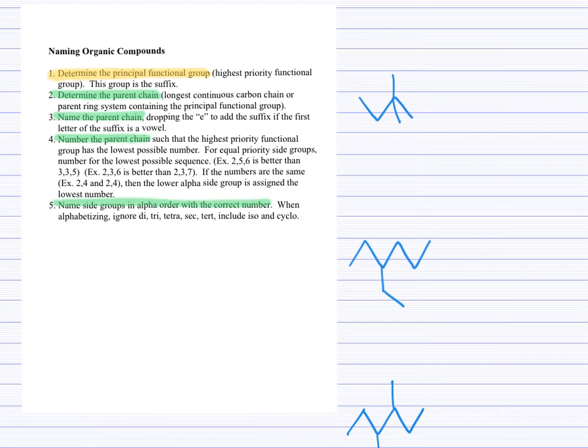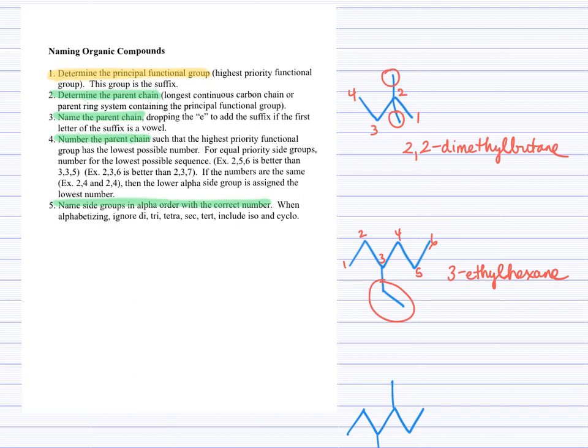A few more examples here. You can give these a shot. Okay, so in the next example, we have 4 carbons in the parent chain. Be sure to number from right to left to put those side groups off of carbon 2, as opposed to carbon 3 if you had numbered from left to right. And so we have 2,2-dimethylbutane.